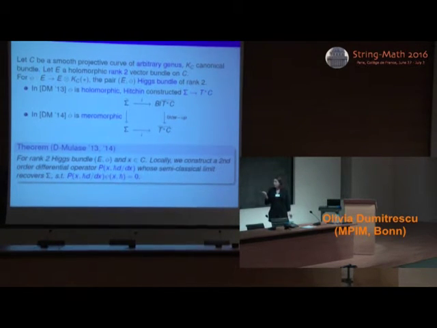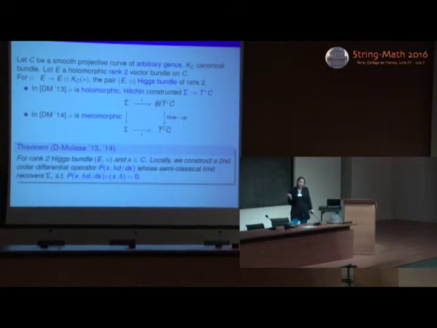What we discovered, the quantization theorem in rank 2, is that for any Higgs bundle E and phi, locally on C, where x denotes a parameter on C, there exists a second-order differential operator P(x, h-bar d/dx) whose semi-classical limit recovers sigma. So once we know the spectral curve sigma, we get our hands on an explicit second-order differential operator that kills the generating function of free energies.